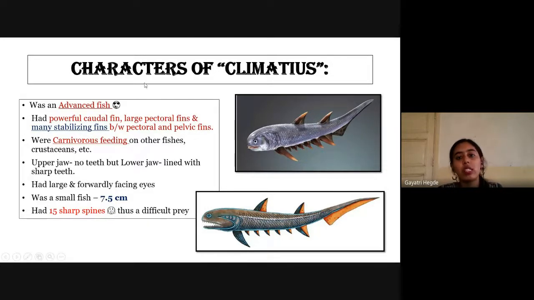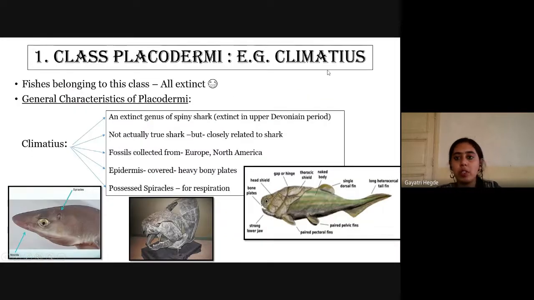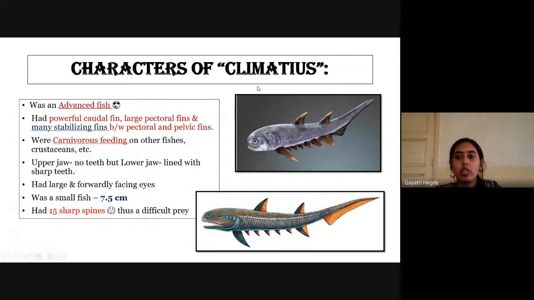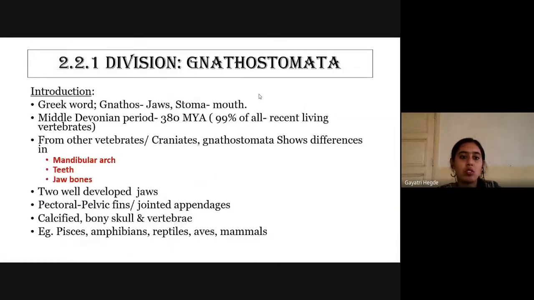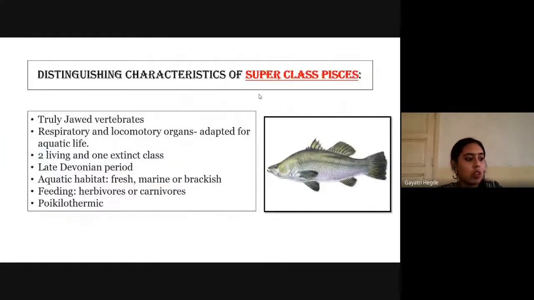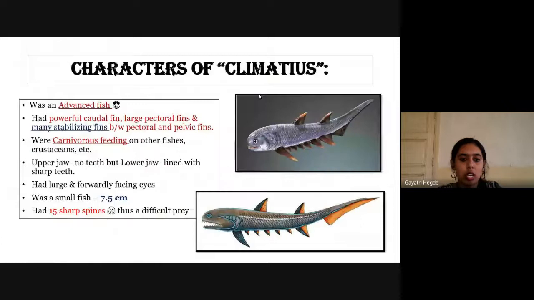Now, in your textbooks, classification is also given of this fish. What example did we take? In Placodermi, we took Climatius. In the exam, they can ask questions about the classification, like Climatius belongs to dash class, it belongs to dash family. I have not included classification because it was already covered. So it belongs to kingdom Animalia, phylum Chordata. After phylum Chordata, what did we study? Class was Placodermi. And the genus is Climatius. I did not add that portion over here.